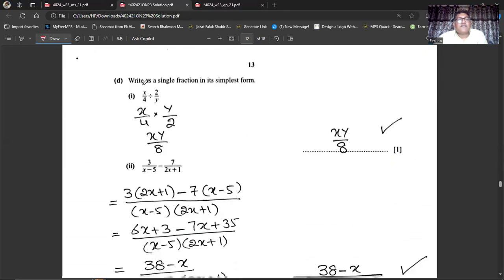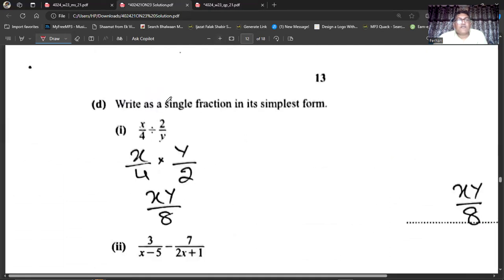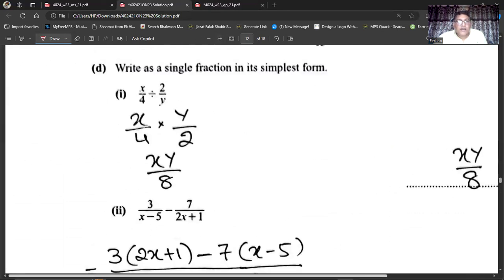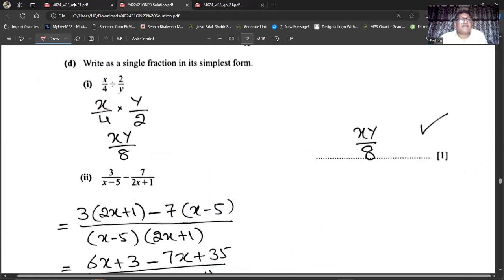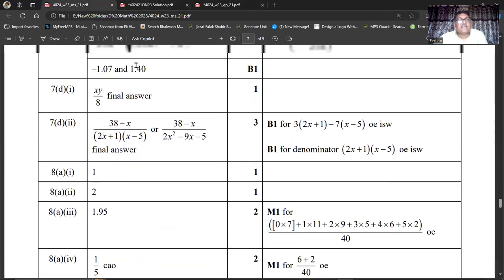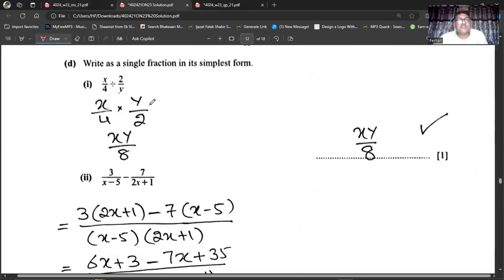So here you have x by 4 multiplied by y by 2. So it will be xy by 8. Xy by 8. So let's check. Yes, sir. This is the answer. This is how it is done.